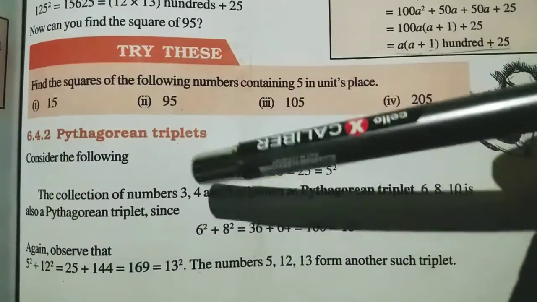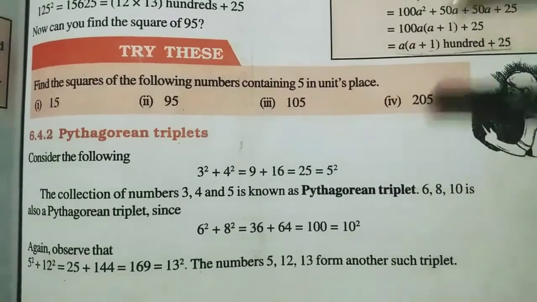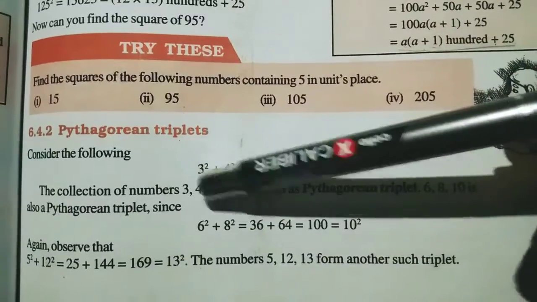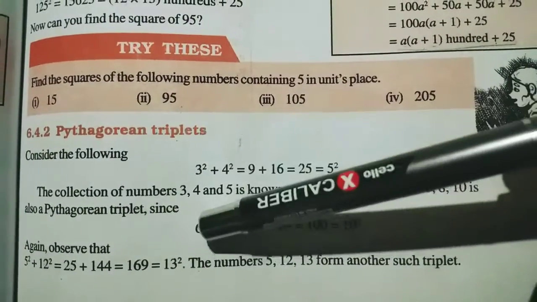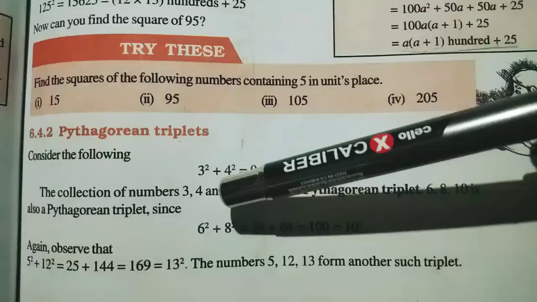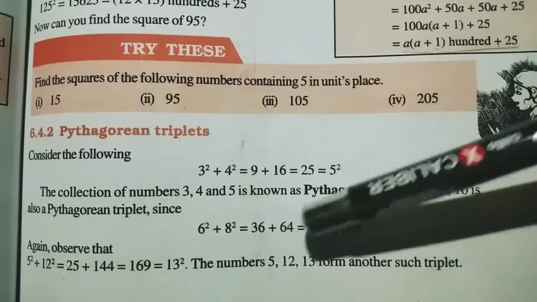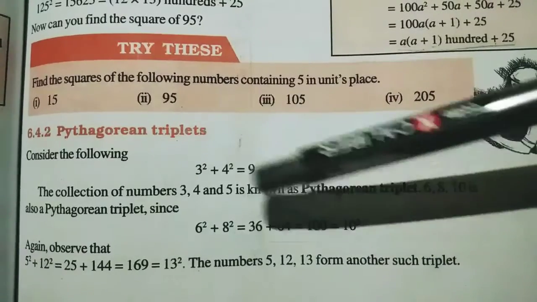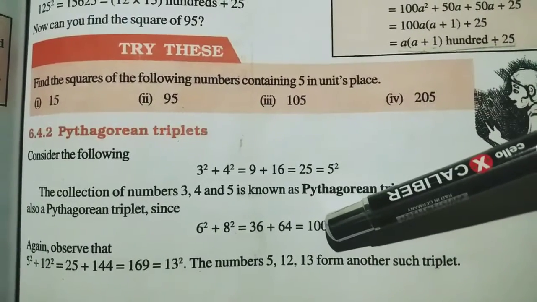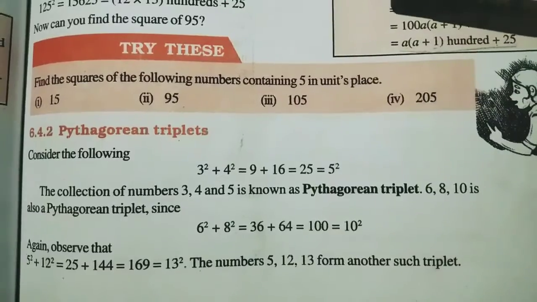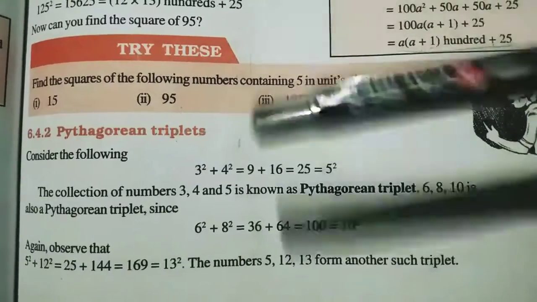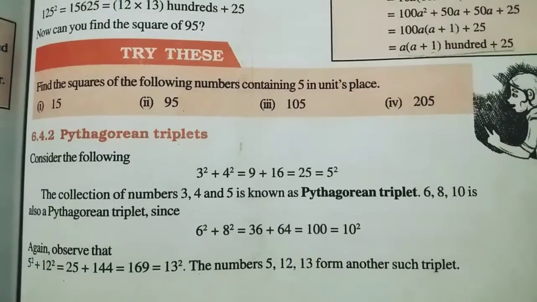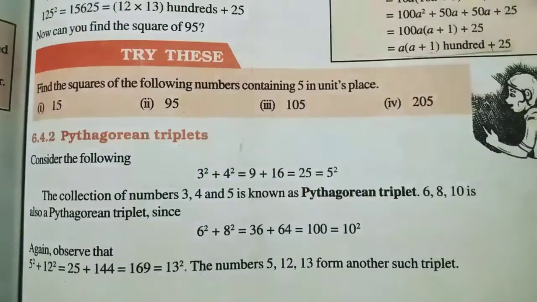See, the collection of numbers 3, 4 and 5 is known as a Pythagorean triplet in this way. Then 6, 8 and 10 is also a Pythagorean triplet. How? See here, when you square and add 6 square and 8 square, 36 plus 64, 100 is coming. Again 100 is 10 square. After squaring and adding, you should get a square number. Otherwise it is not a Pythagorean triplet. Remember this, you should always get a square number. That's why 6, 8 and 10 is a Pythagorean triplet.